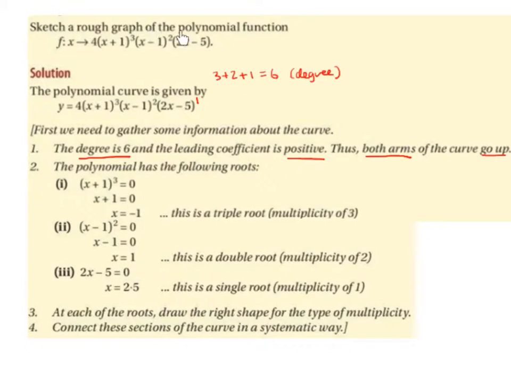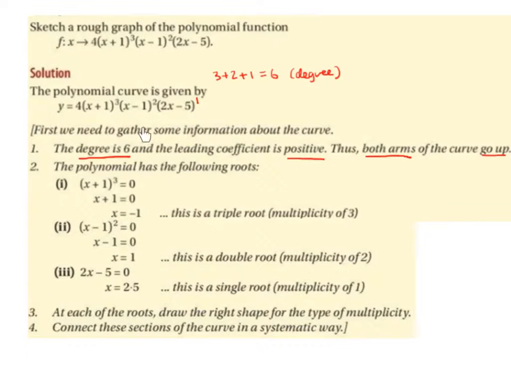Sketch a rough graph of the polynomial function f of x maps to 4 times (x plus 1) cubed times (x minus 1) squared times (2x minus 5). So the polynomial curve is given by y equals 4(x plus 1) cubed (x minus 1) squared (2x minus 5), and that's really to the power of 1. So if we add up our powers, we have 3 plus 2 plus 1, which is 6, so we have a degree 6 polynomial.